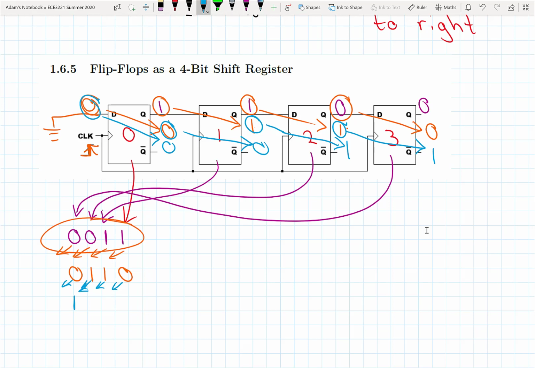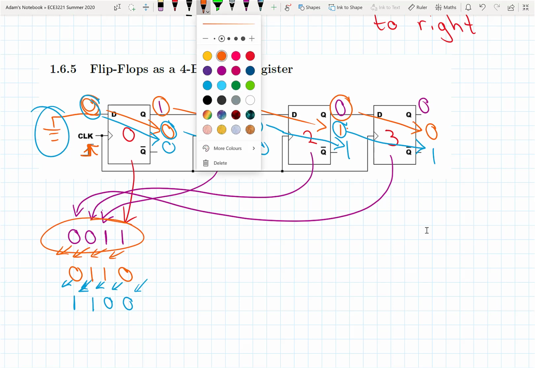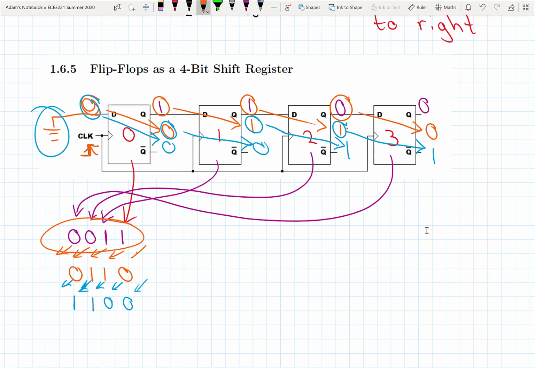1, 1, 0, 0. This other 0 is brought in from the fact that the first flip-flop is tied to ground, just like in this case here. This gets brought in from the fact that we've got the input equal to 0.